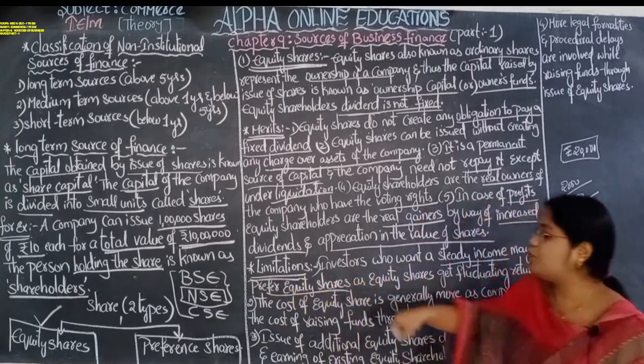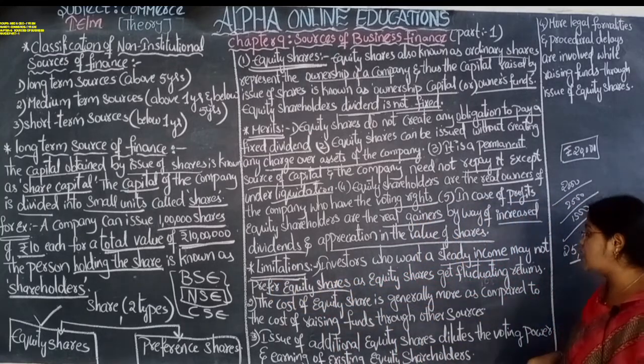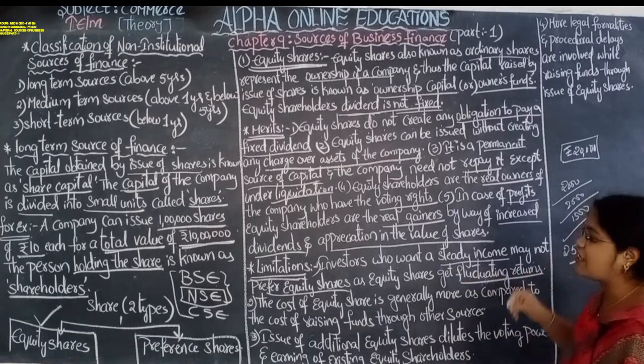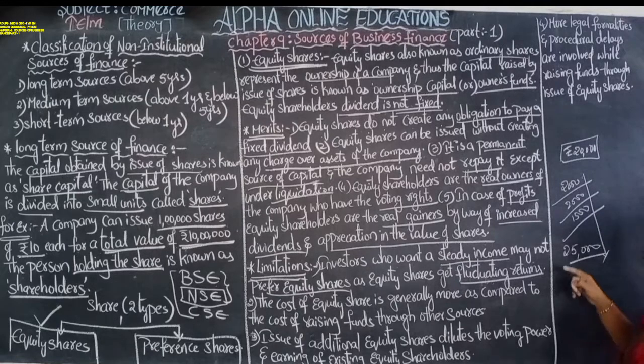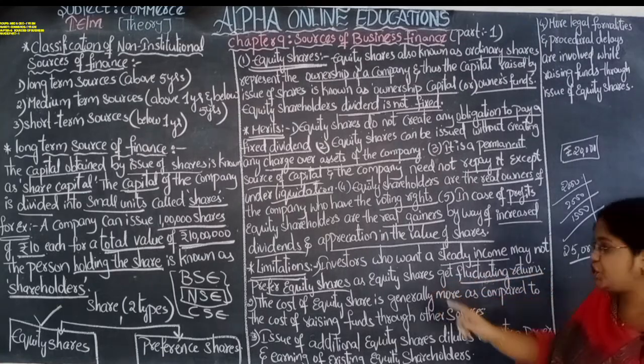They should not prefer equity shares because the returns are always fluctuating. Those who want a steady income, meaning fixed income, should not prefer equity shares.